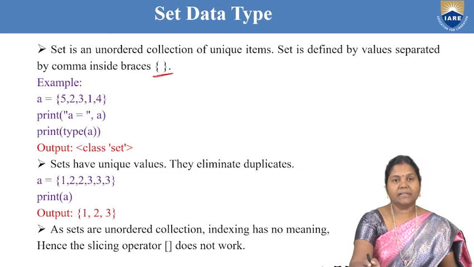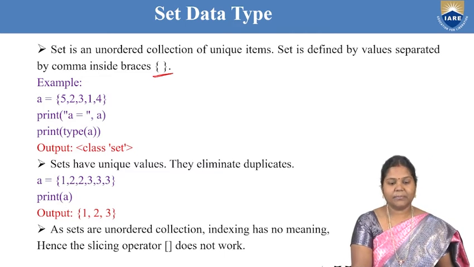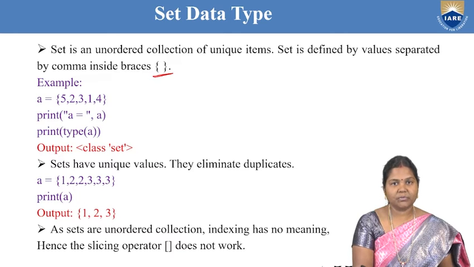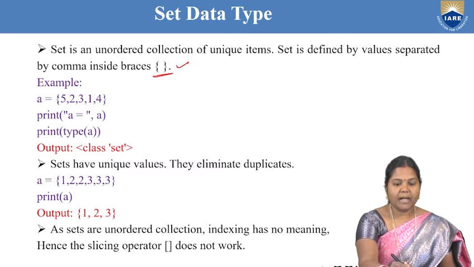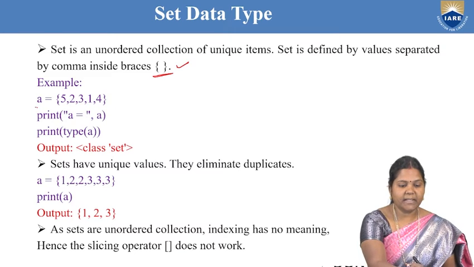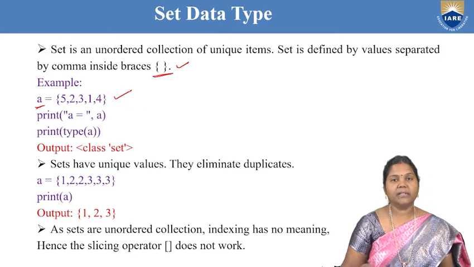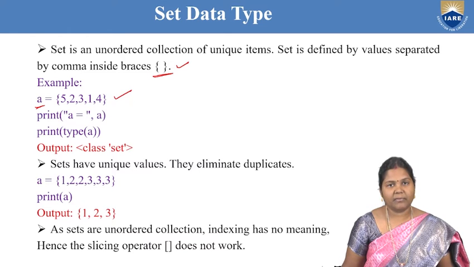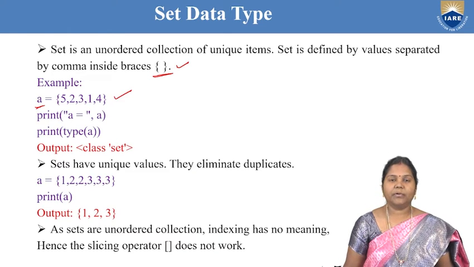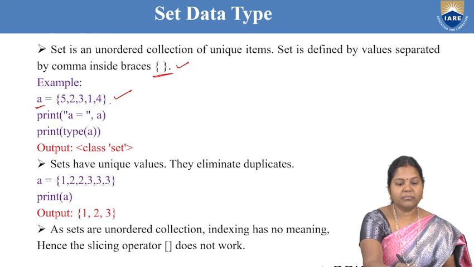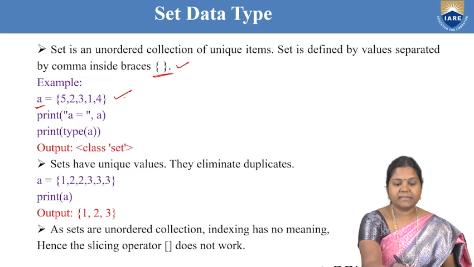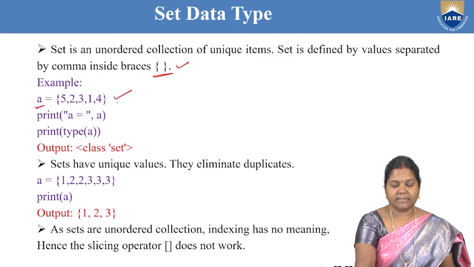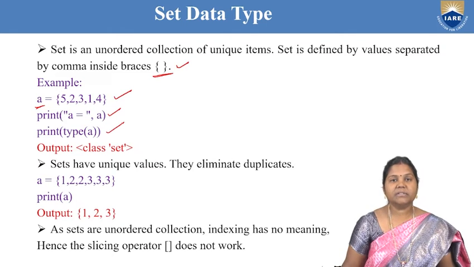Now, first of all, the set is defined by the values separated by commas and enclosed within curly braces. Now, I want to create a set. Suppose the name of the set is A equal to, within curly braces, you write down a number of elements. It may be homogeneous type or it may be heterogeneous type. So 5, 2, 3, 1, 4, some elements are written. So this makes a set. You can see that there is no duplicacy. If you print it, it will create a set. And if you check what data type it has, you will find that it is a set.